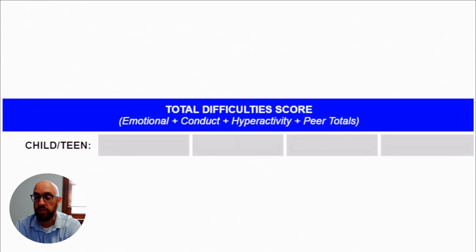You're going to put in the children, 1, 2, 3, 4 children or teen. So for child 1, you're going to total up the emotional, conduct, hyperactivity, and peer totals. Combine them together. So we do that for Faith and Mark. Faith is at a 20. Mark, who's only age 2, he's at a 15.